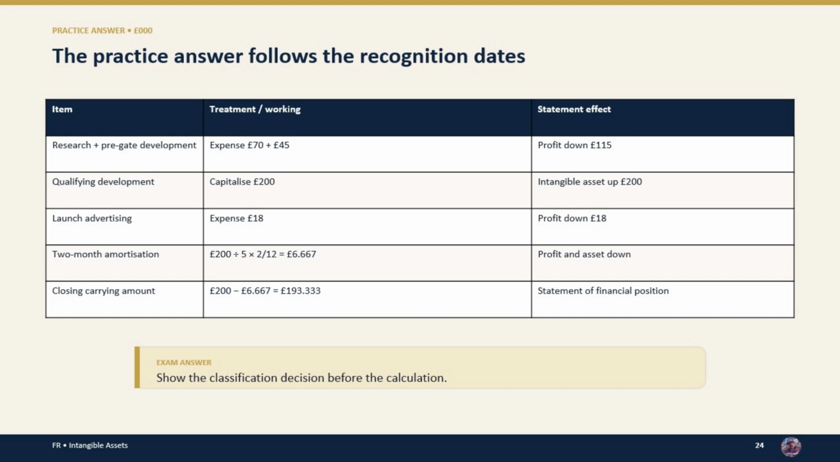Annual amortization is 200 divided by 5, or 40. Two months from the 1st of November gives 6.667, rounded consistently. Closing carrying amount is 193.333. The cross-check is 200 less 6.667.